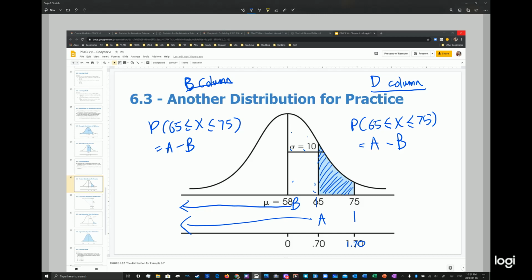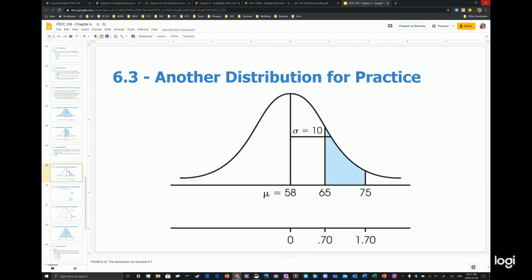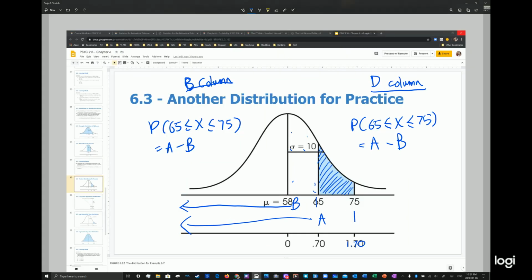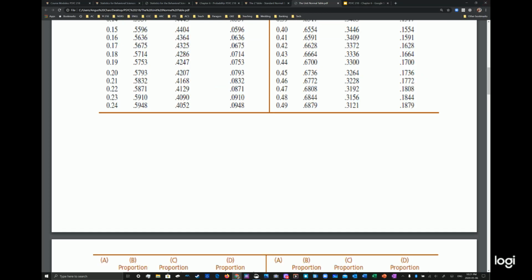This can apply to things that you've done before, like computational formula versus definitional formula. This is another way of double checking your work using logic. So here we go. I'm going to try column D first because that's simpler. We know the Z scores already, and you can calculate that. The first one is 1.7. So let's find 1.7.